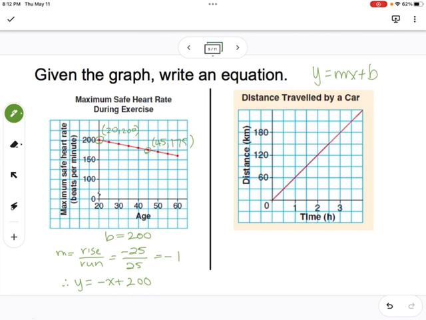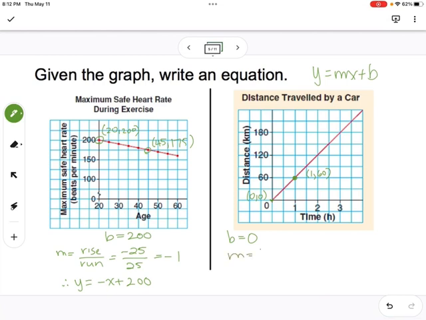Looking at the next one here, we have the distance traveled. Our b, our y-intercept, where it starts, is at (0, 0) here. So our b is 0. We can pick another point. We know that point is (0, 0), so we can pick another point. This one's (1, 60).